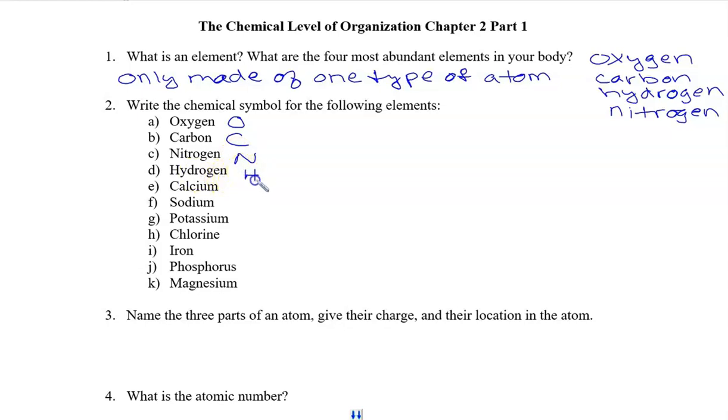Hydrogen is H. Calcium is Ca, sodium is Na. Potassium is not P, it is K. Chlorine is C and then an l. Iron is actually Fe. Couldn't use I because iodine had already taken it, so it's from the Latin word ferrous, like a Ferris wheel. Phosphorus is P, and then magnesium is Mg.